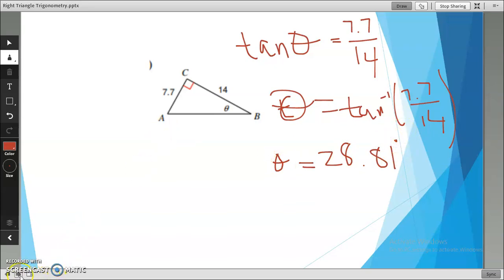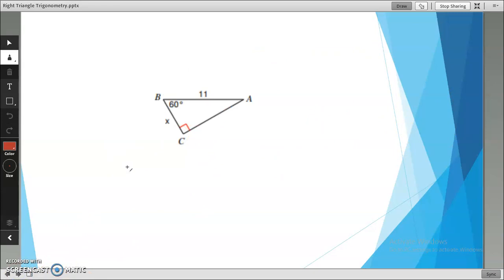All right, now we want to find a side. So how do we find this side? We're going to use the exact same things that we've been using, right? So we have the hypotenuse, which is right across from the right angle, and then I have the adjacent. So hypotenuse and adjacent is cosine. So I know that the cosine of 60 is equal to x over 11.